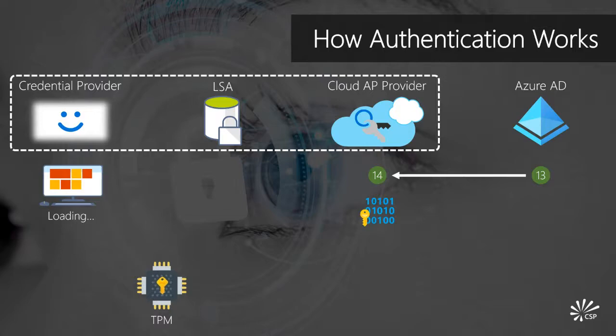And because the device's transport key was generated by the same device being used to authenticate, the cloud AP can retrieve the device's transport private key from the TPM, and it then uses that to decrypt the PRT and the session key. Once decrypted, the session key, which is used to secure the active authenticated session to Azure AD, is then imported and protected into the TPM.